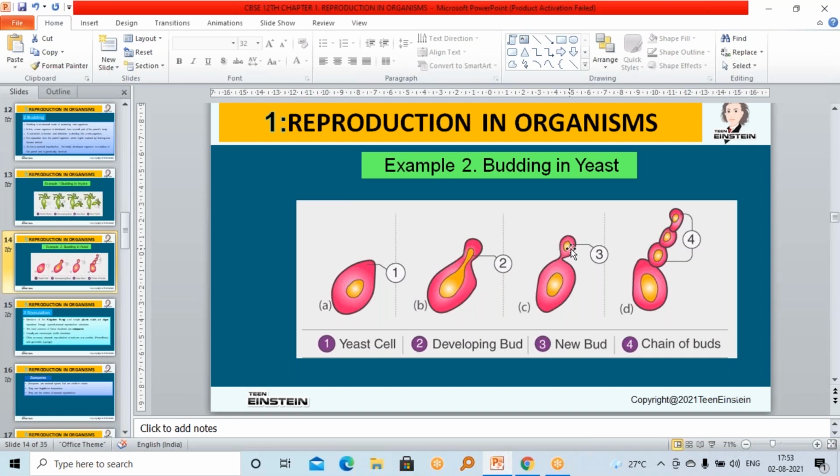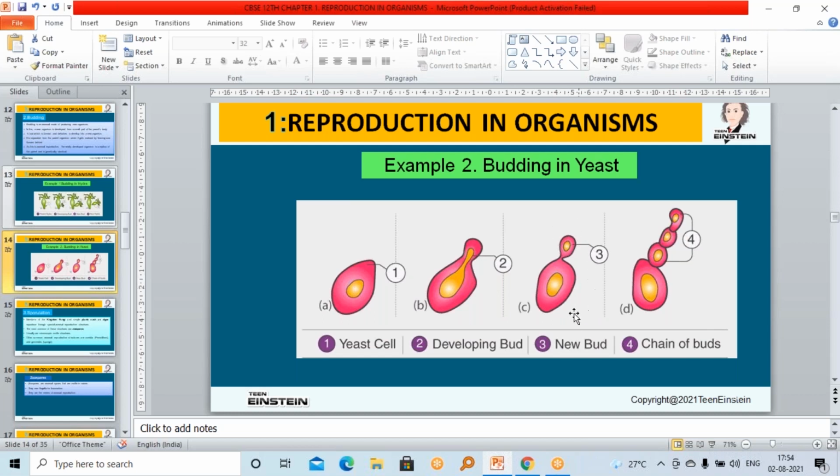This will grow again and it constricts at the base. Here in the basal portion, that constriction will form and it will get separated. Here you can see the chain of buds. So what is happening in the case of yeast? This is an individual cell. Then here you can see a developing bud. Then karyokinesis. After that, the newly formed nucleus will move to the bud. Then constriction will develop and after attaining maturity, it will get separated.